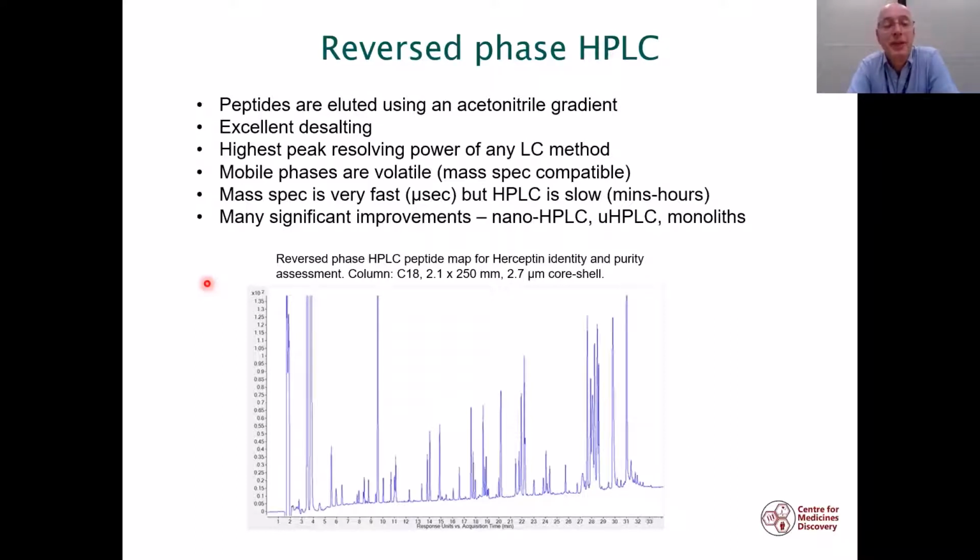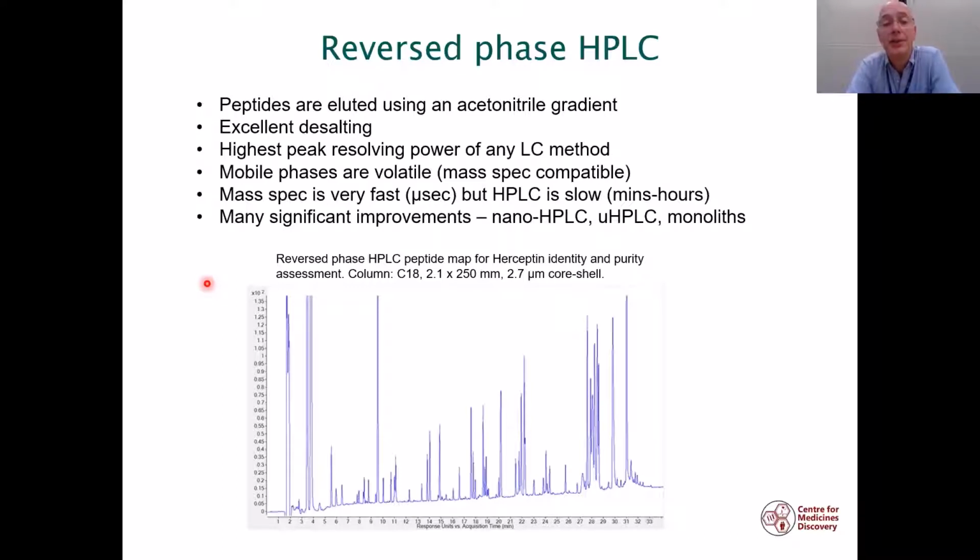It's also important to understand that mass spectrometry as a technique, the acquisition of mass spectra, is extremely fast. This can happen in microseconds. It's not generally viewed as a fast technique because we have to feed the sample into the mass spectrometer by HPLC, and in comparison, that is much, much slower. So a typical HPLC separation might take several minutes, or it could take 1 or 2 hours.